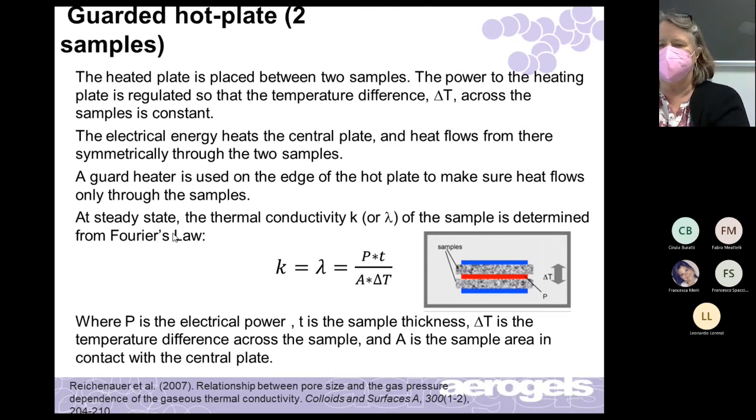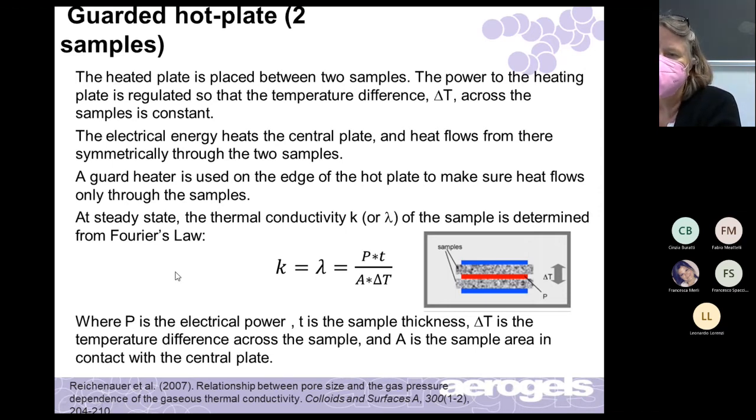The problem with this is you generally need large samples. I mean, there are some smaller samples, but we're talking 15 to 30 centimeters. They need to be big. They need to be flat. And for this, you need two samples. The other drawback is this takes a long time. The test is not short; it can take a long time to run.